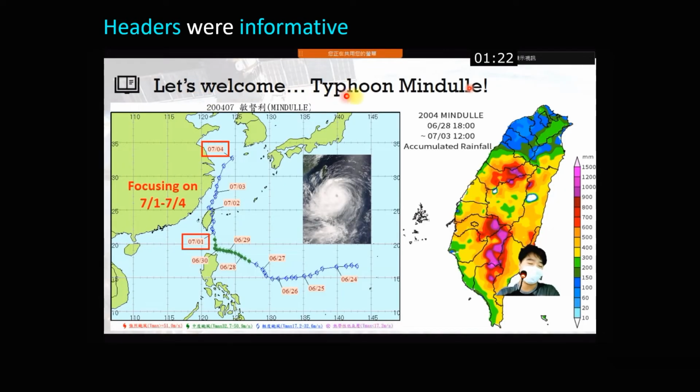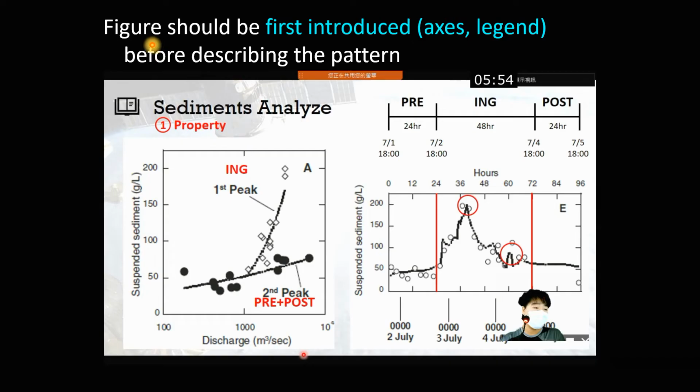We want to introduce our two friends. One of it is Typhoon Minduli. Typhoon Minduli is formed in the 24th. But figures should be first introduced, axis and legend, before describing the pattern.